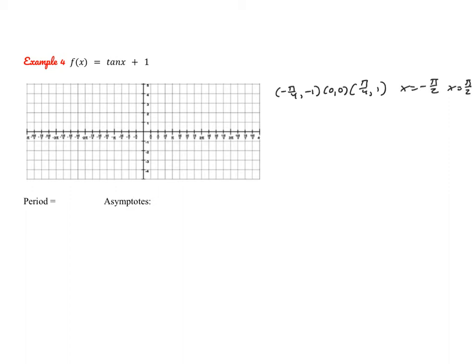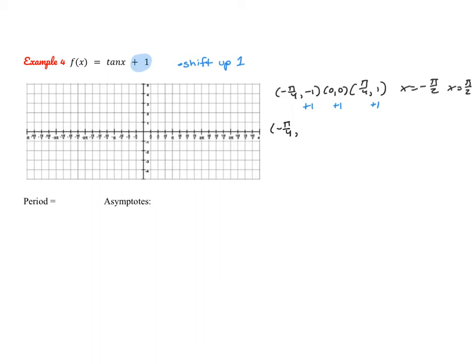Okay, so this time I see that we have plus 1 to our entire function. It is not specifically grouped with the x, so it must be a vertical translation. This is actually going to shift our graph up 1. So we can add 1 to all of our y values. Again, this is not going to change where our asymptotes are. Those are going to stay in the same place for now.